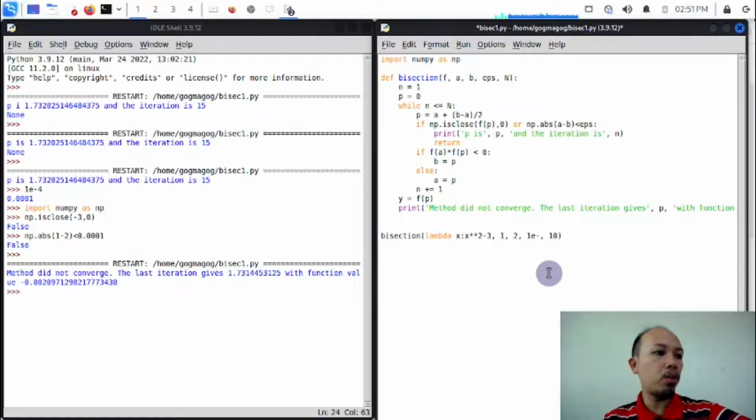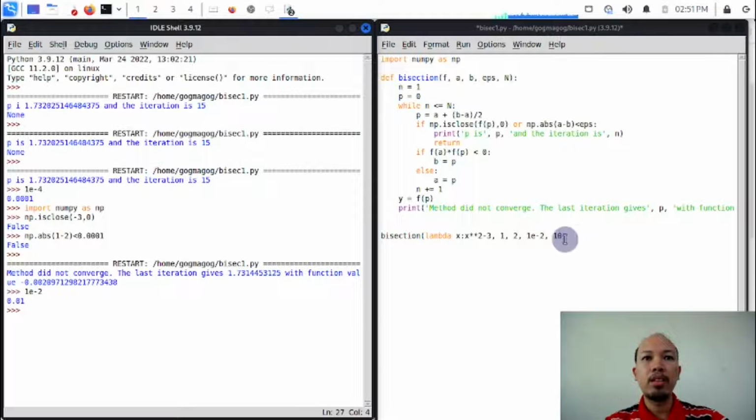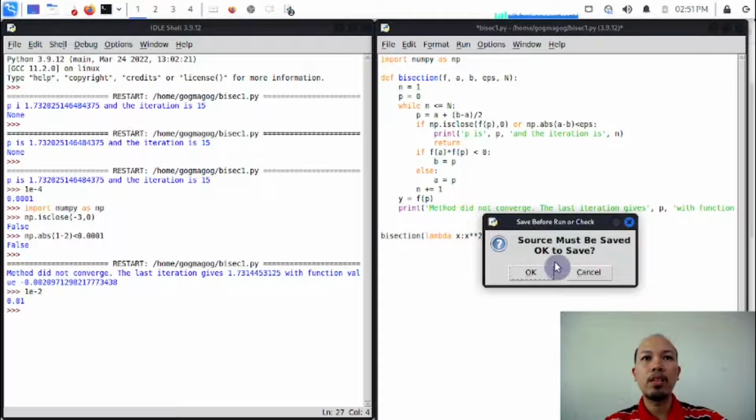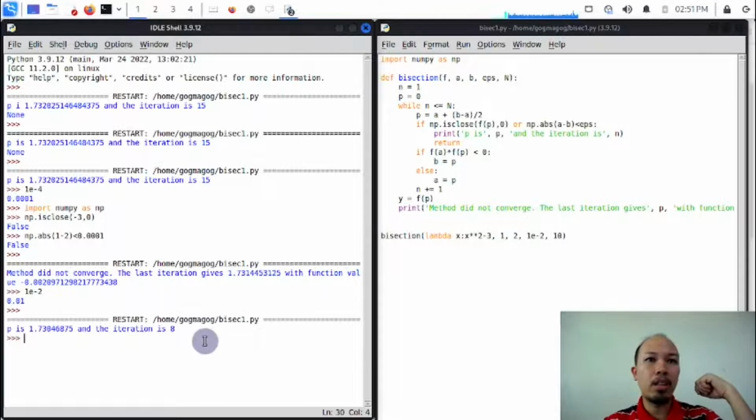So if we replace it by 1 times 10 to the negative 2, which is 0.01, and we run this code, we have 8 iterations. Meaning to say, if our tolerance is 0.01, and we have n equal to 10 iterations, then we will have the root 1.7304, which is of course not close to the correct root after 15 iterations.